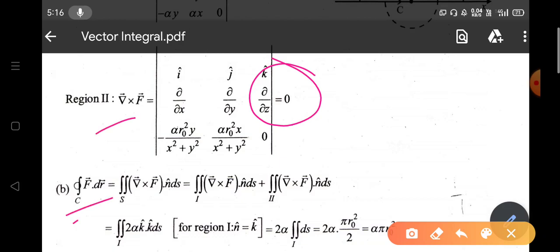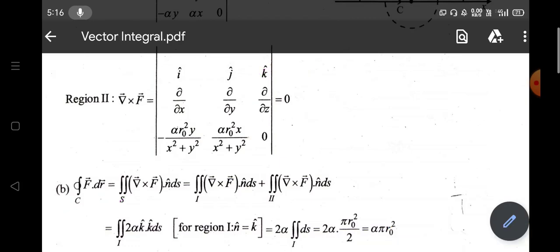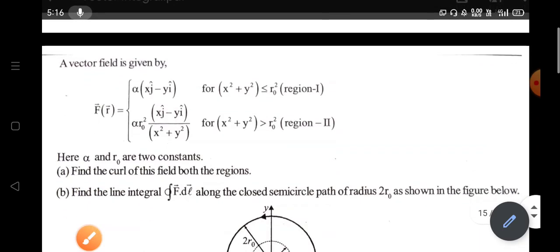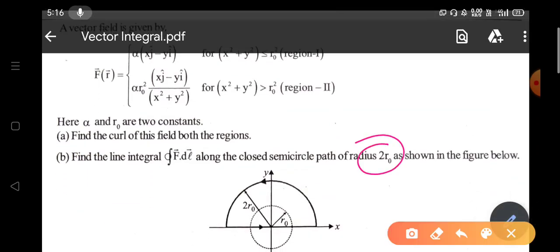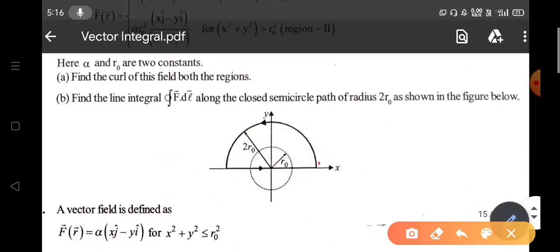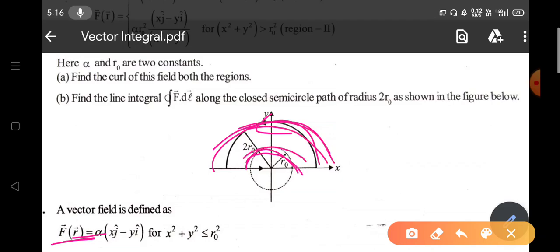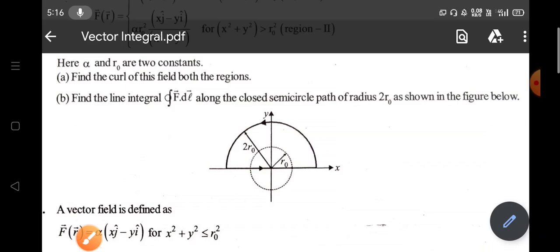Now the final question, the second question, is the closed integral over C of F dot dr for the radius 2 r naught. So you cannot directly apply Stokes theorem for this 2 r naught for the entire F, because you have to calculate the curl of F for the two different regions, because F has two different values for the two regions.